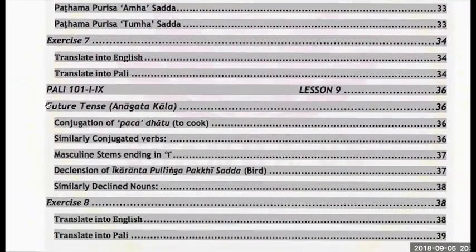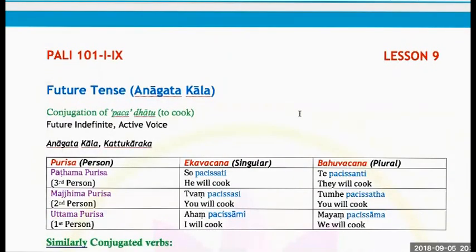In today's class we are going to cover future tense, anagata kala, conjugation of pacha dhatu, to cook, similarly conjugated verbs, and masculine stems ending in I, declension of ikaranta pullinga pakkhisadda, similarly declined nouns, and exercise number 2, translate into English and translate into Pali. Here we go. Pali 101, Level 1, Lesson 9. Future tense.